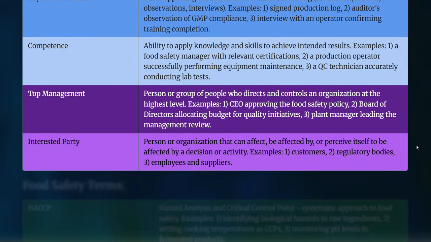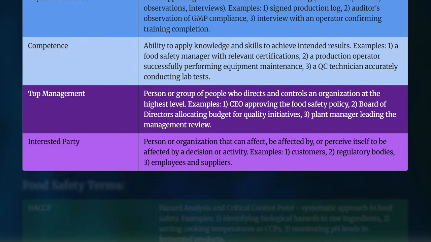Then you will hear a lot about the top management. In this context, top management means person or group of people who directs and controls an organization at the highest level. Example, you have CEO approving the food safety policy, or board of directors allocating budget for quality initiatives, or plant manager leading the management review. All these are called top management.